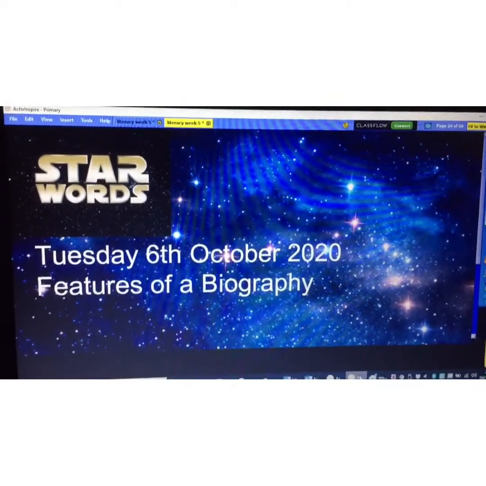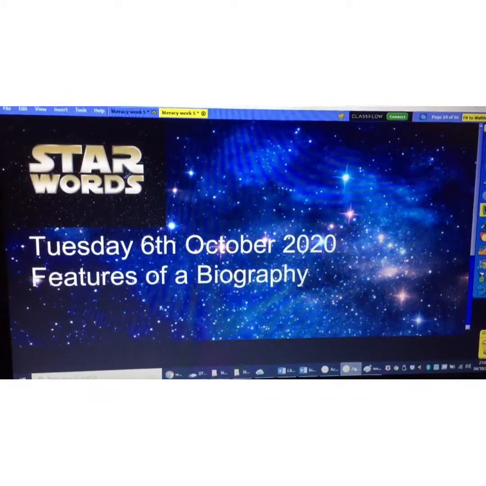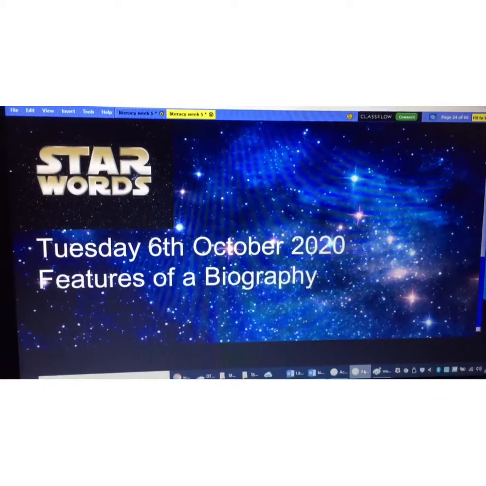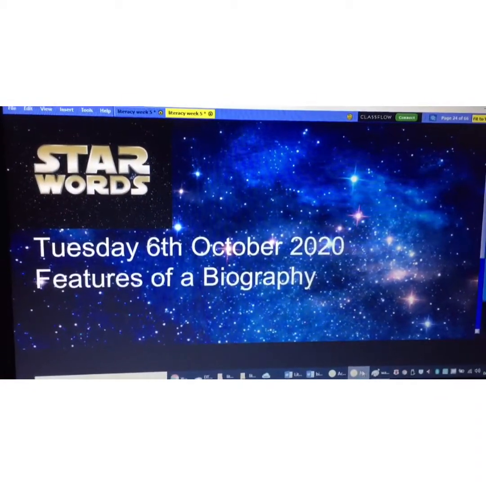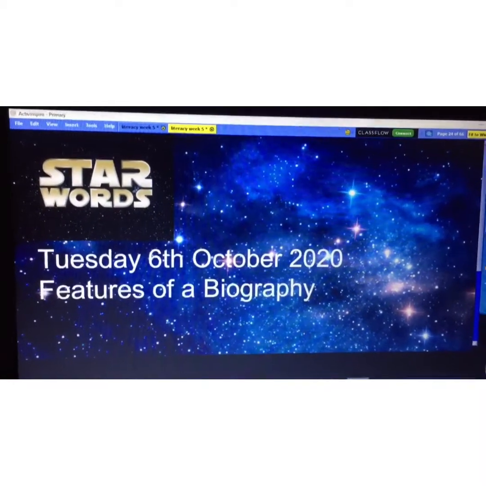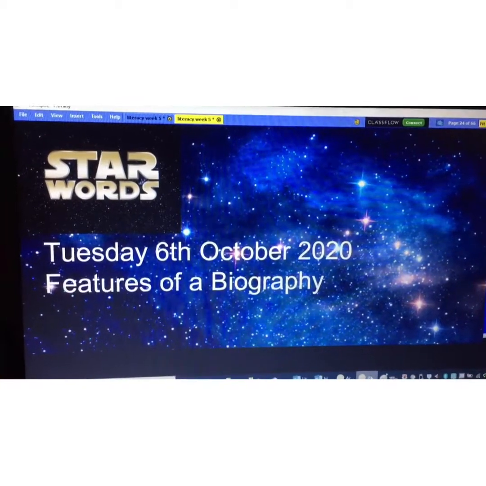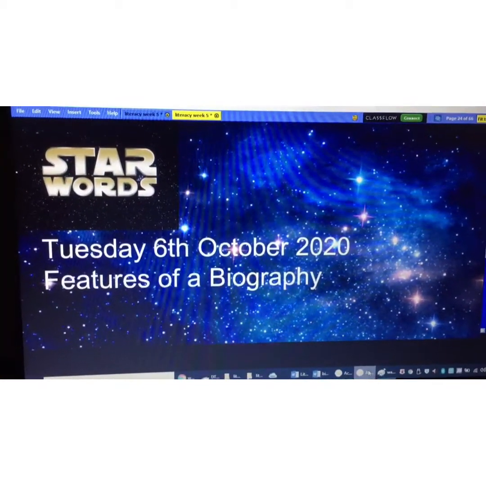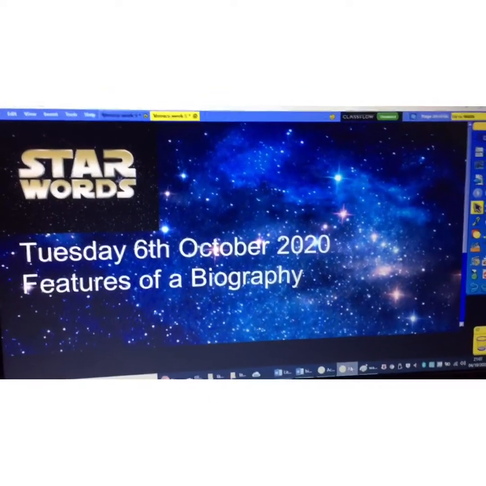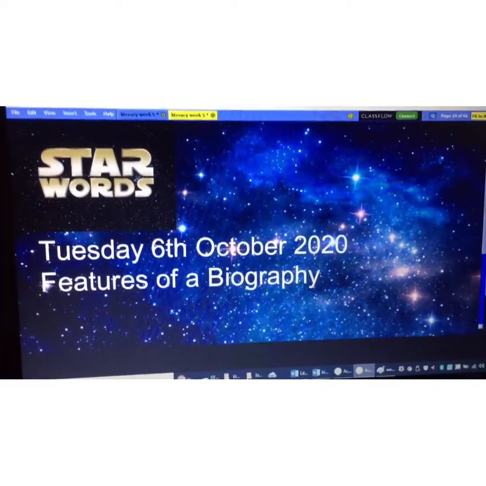So today we're going to be looking at the features of a biography. A biography is a text that we are going to be writing over the rest of this week, and we're going to be carrying on with it next week as well. We are going to be writing a biography. Now we're going to be focusing on famous inventors. Yesterday we looked at some of the famous inventions over time and looked at the people who invented those things and why they're really important. So what we're going to be looking at over the next 2 weeks is some famous inventors and their lives, and we're going to be writing a biography.